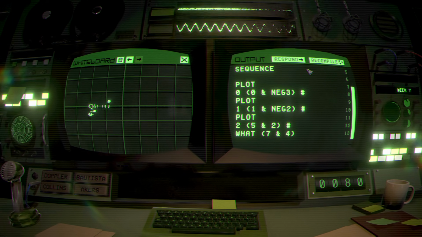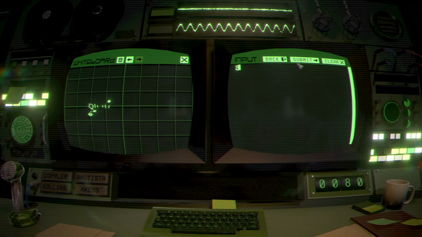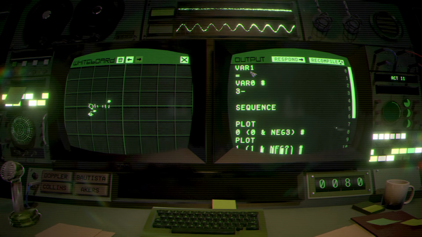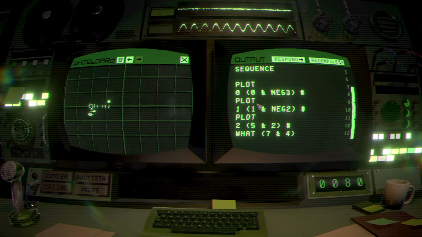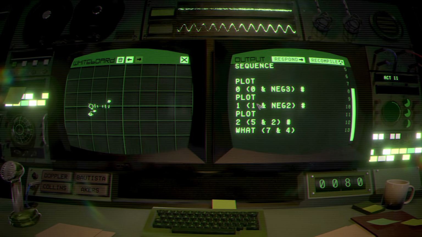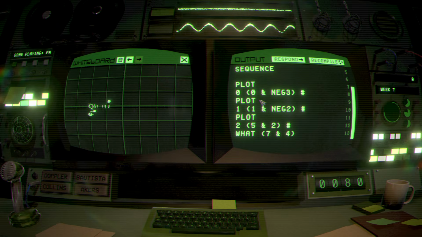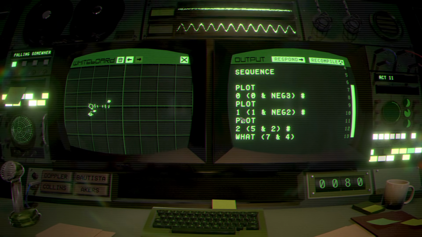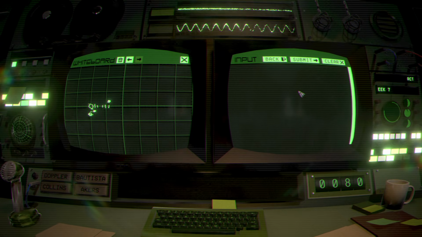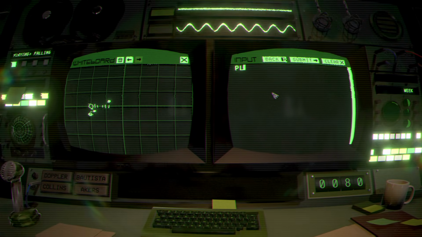So what is 7 and 4? I mean, is it just 3? Am I overthinking this? 3. How can we tell this? Right? You see what I'm saying? How come? Not 3. Need plot in there? Plot? Nope. 4.